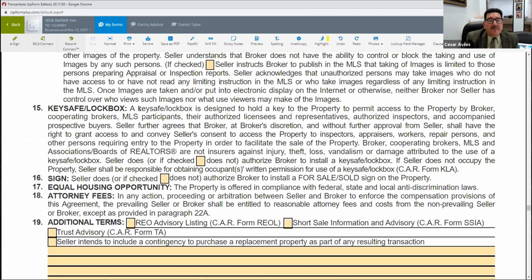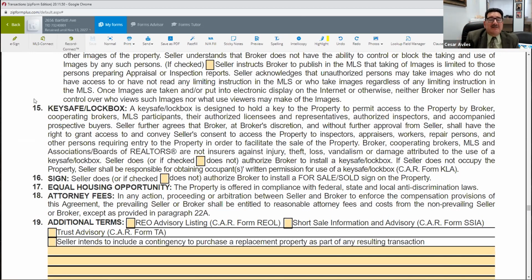There is a permission to put a lockbox. That's up to you. I will put a lockbox. Now you can put timing, you can put codes. They're electronic. You can explain to the sellers that only Mondays and Tuesdays, the lockbox is going to be locked at 9 o'clock, whatever. Learn how to use your lockbox, and that way you can convince the sellers to put a lockbox.